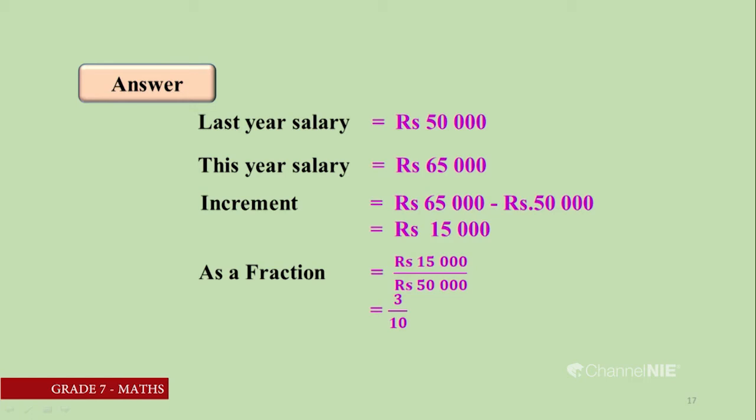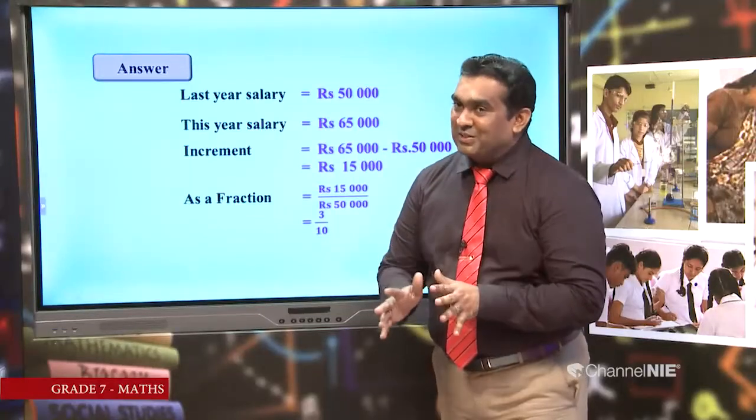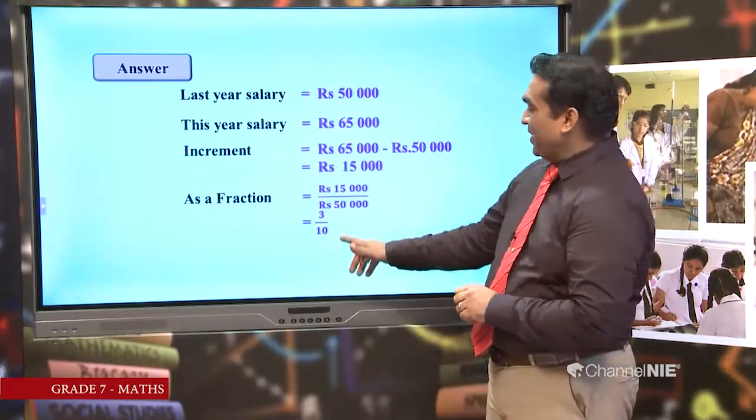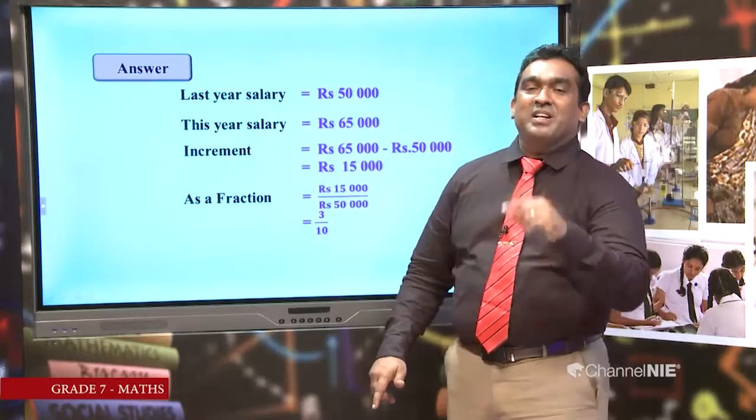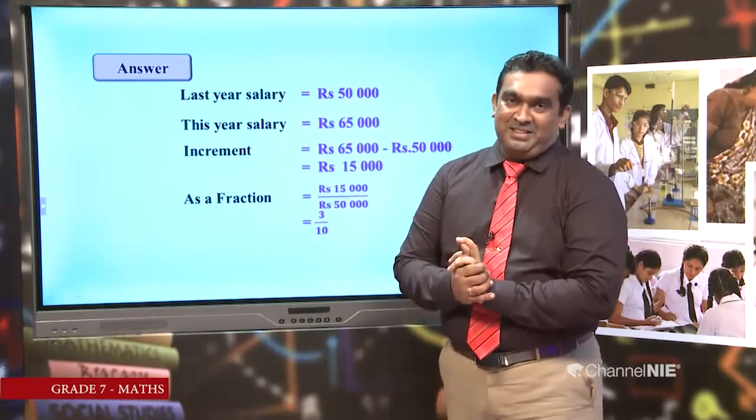Yes, 5,000 is the highest common factor. You can divide 15,000 by 5,000. As a result of that, you have 3. Now 50,000 is divided by 5,000. As a result of that, you have 10. What is the fraction? 3 over 10.